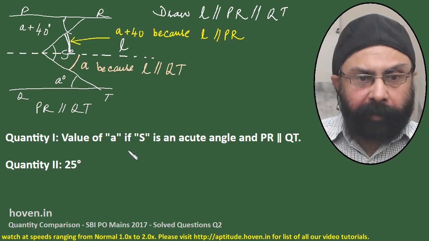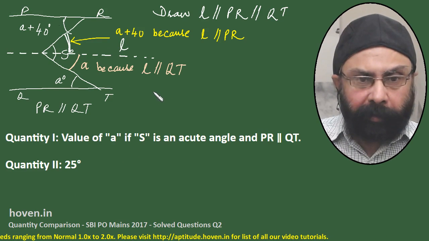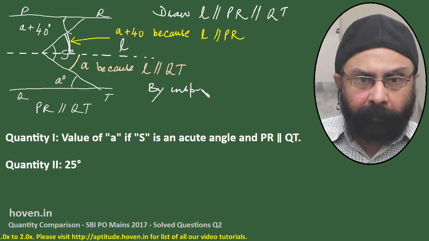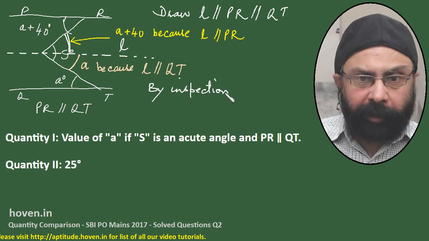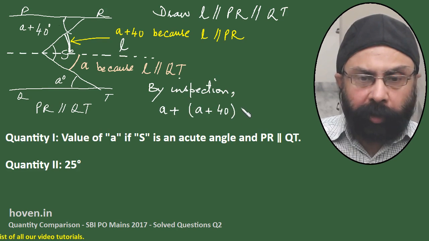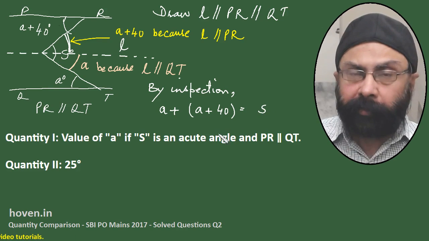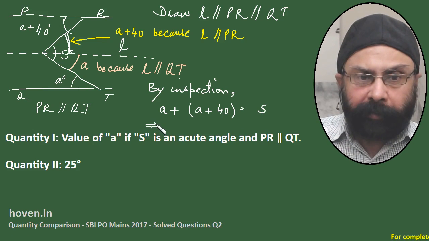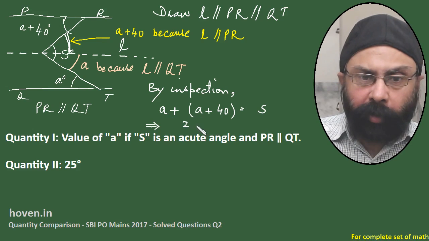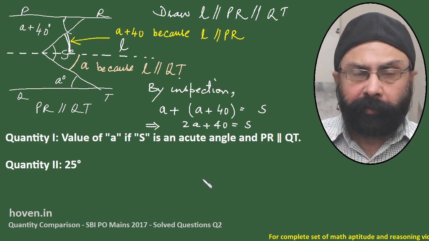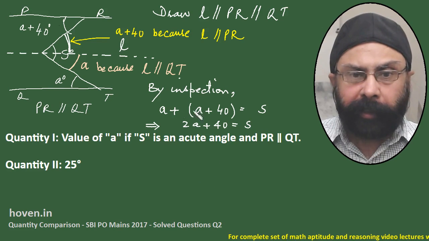So we can write, by inspection, A plus 40 plus A should be equal to S. That's what we can see, which implies 2A plus 40 should be equal to S. I just added this A and A.